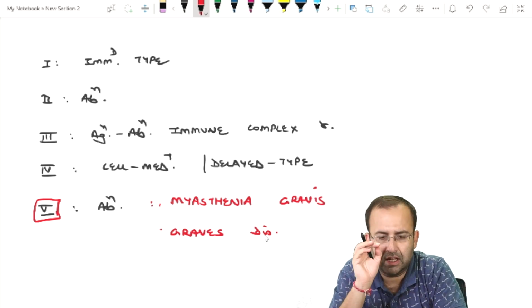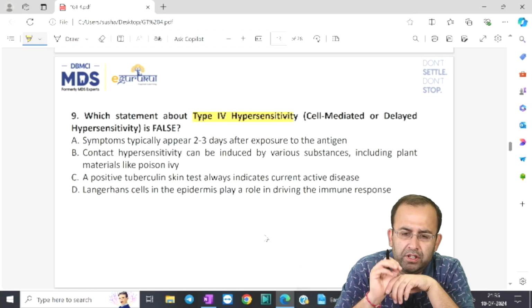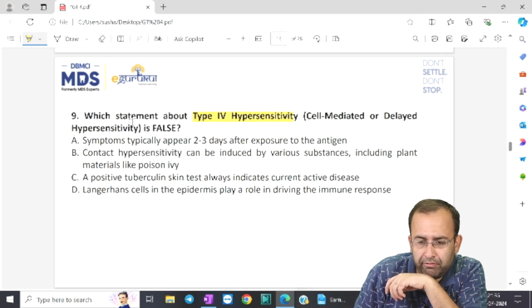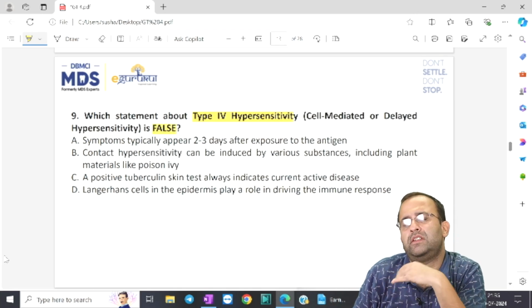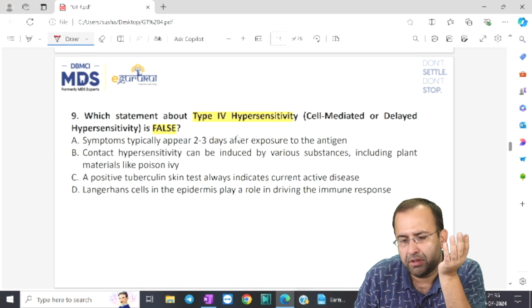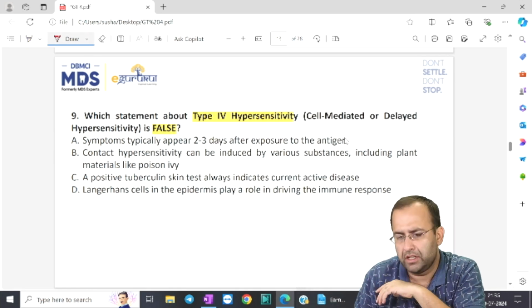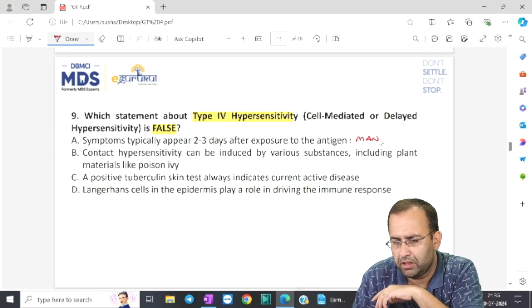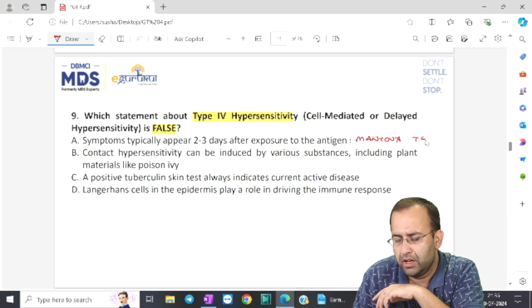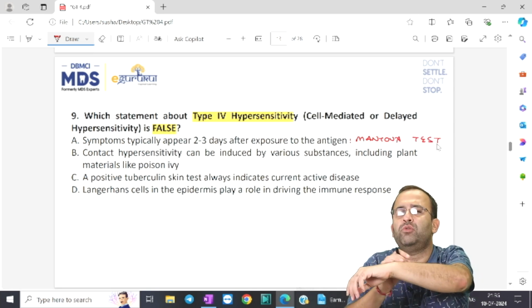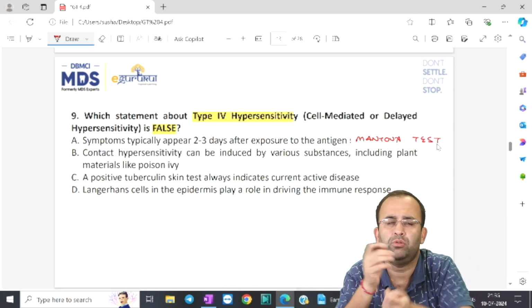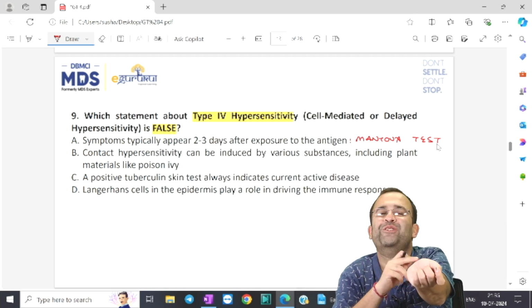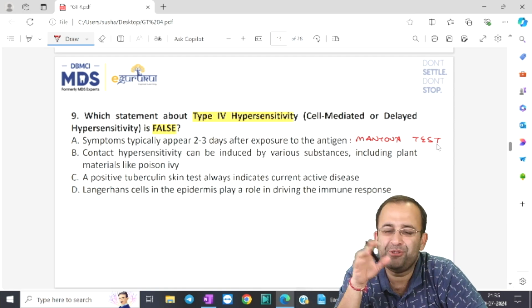So the examiner is asking, which of the following about type 4 hypersensitivity is false? Cell mediated or delayed type, right? Symptoms appear 2 to 3 days after exposure to the antigen. Perfect. This is the Mantoux test also, right? Symptoms appear after 2 to 3 days. That is why we look for induration after 24 to 48 hours on the forearm.